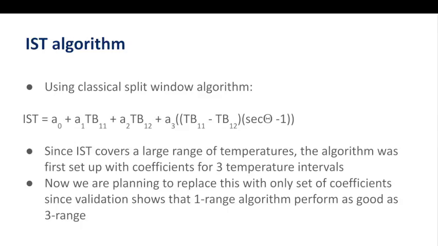Now for the IST algorithm, we are using a classical split window algorithm as shown here. Since IST covers a large range of temperatures, the algorithm was first set up with coefficients for 3 temperature intervals. So a set for cold temperatures, one for medium range temperatures, and one for warmer temperatures up to melting. Now we are planning to replace this with only one set of coefficients, since validation indicates that the one range algorithm performs as good as the 3 range algorithm.